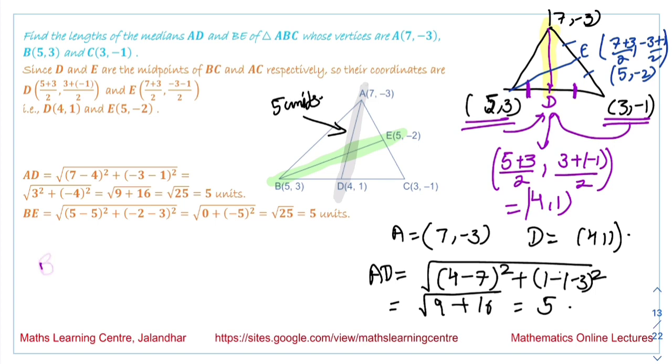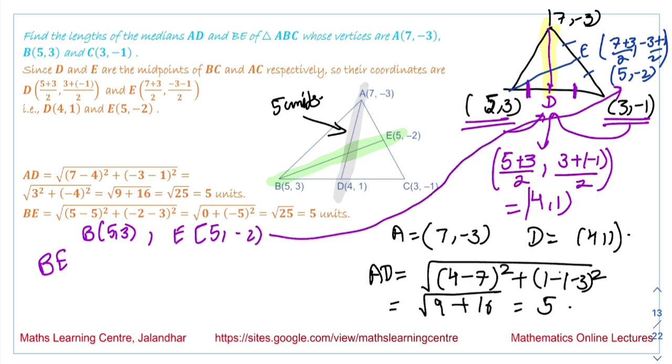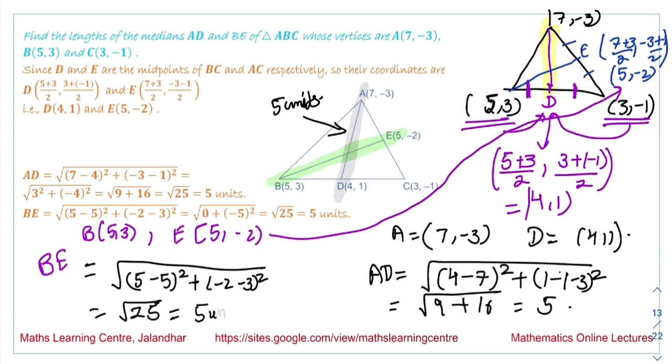Similarly, when we are calculating the length of BE, the coordinates of the point B are 5 comma 3. The coordinates of the point E we have calculated, and they are 5 comma minus 2. So the length BE will be equal to square root of 5 minus 5 square plus minus 2 minus 3 square. So that is equal to square root of 25, that is equal to 5 units. So the length of this BE is 5 units.